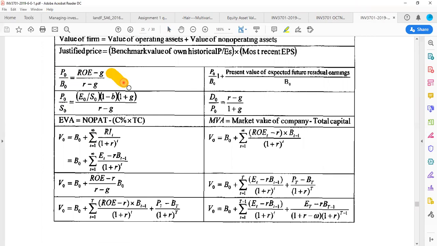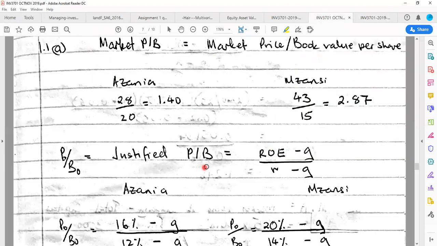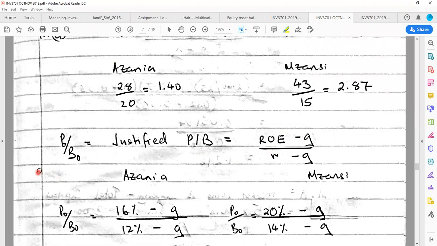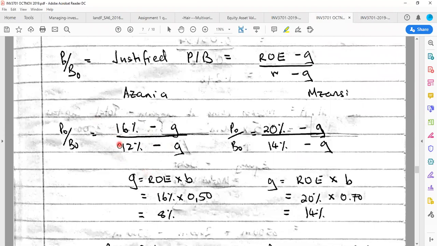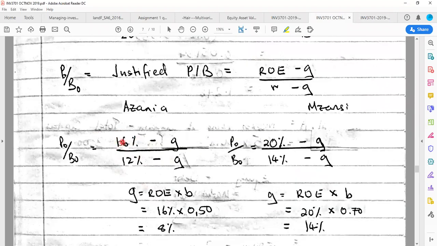Okay, here it is. So we need to use that formula right here to calculate our justified price to book. So we say return on equity minus growth rate over the required return minus growth rate. So if we look at the information given for Azania, the return on equity is 16% and the required return is 12%, but we were not given the growth rate.